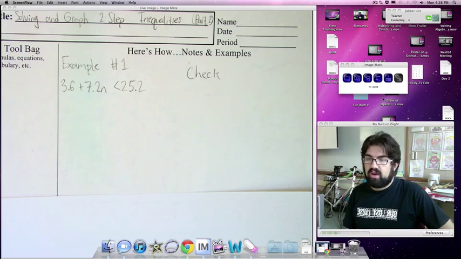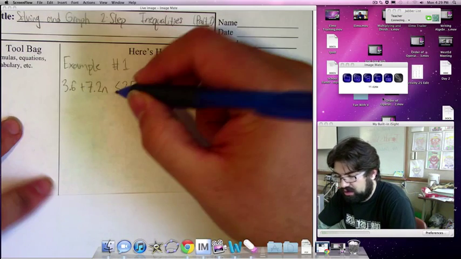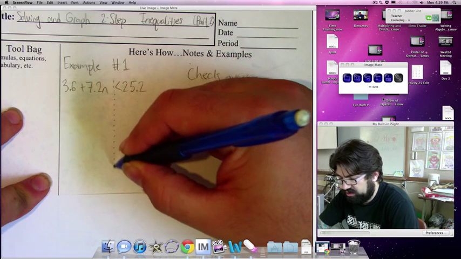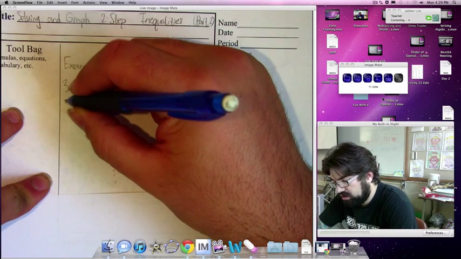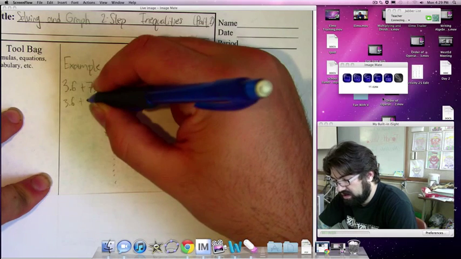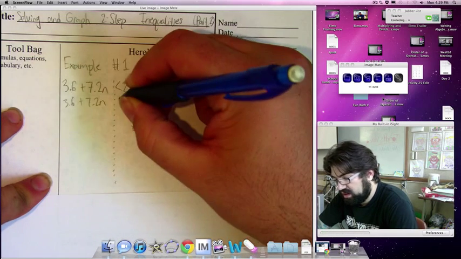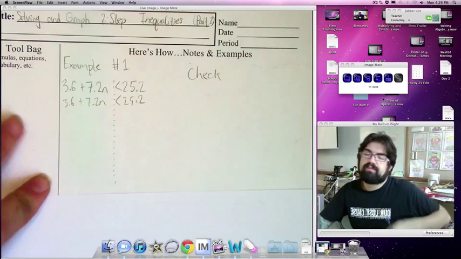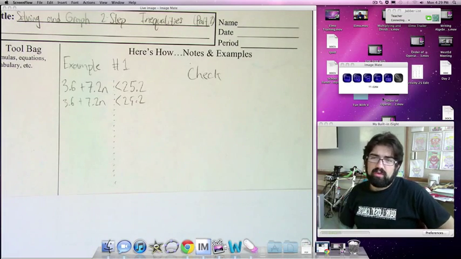We could just flat out deal with the decimals and follow along with the laws. However, I'm personally anti-decimal. Just how I personally feel. So I'm going to do this. 3.6, I'm going to rewrite 7.2n is greater than 25.2, or less than, sorry. Well, they all have one decimal.